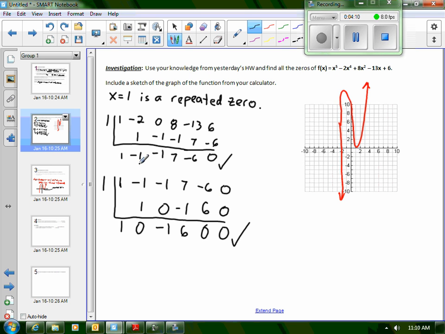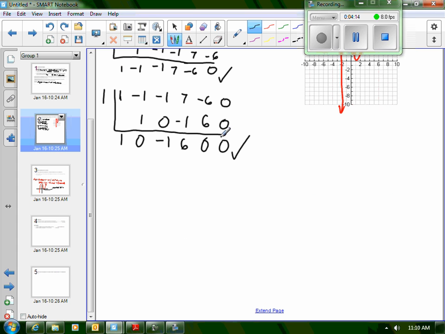So we've tested 1 twice. The final thing to test based upon our graph is going to be -2. I'm going to test that against 1, 0, -1, excuse me, and 6.